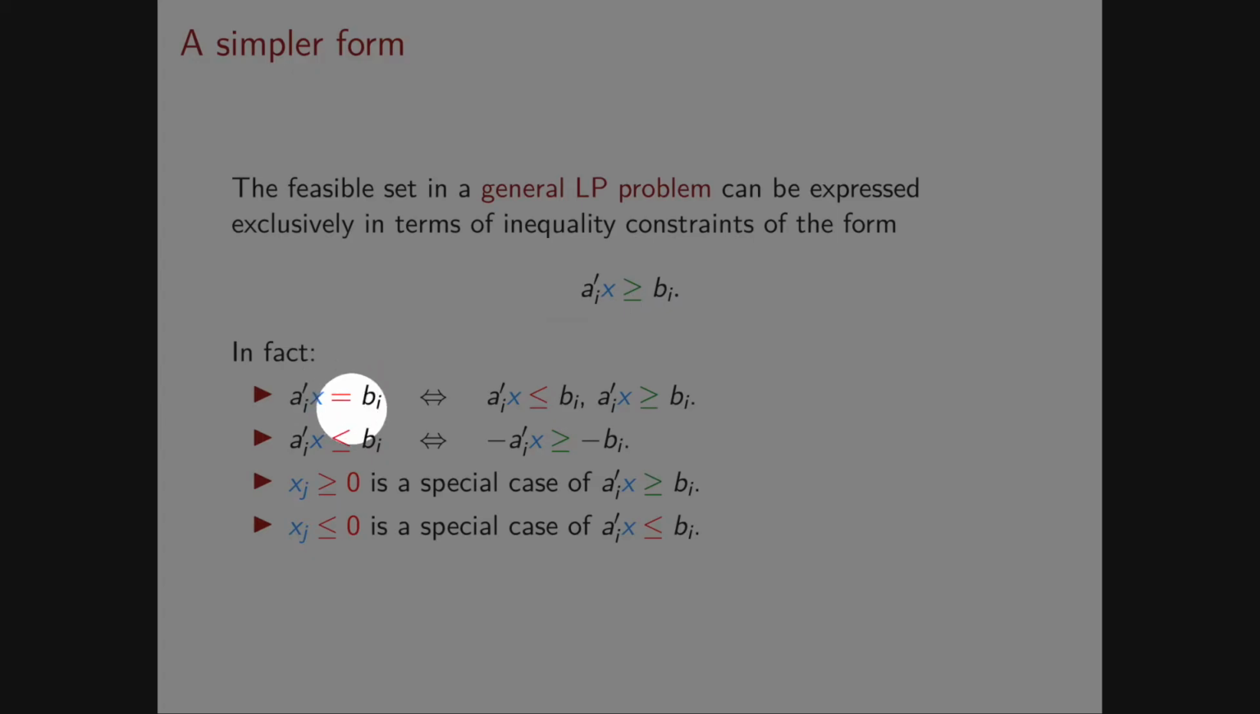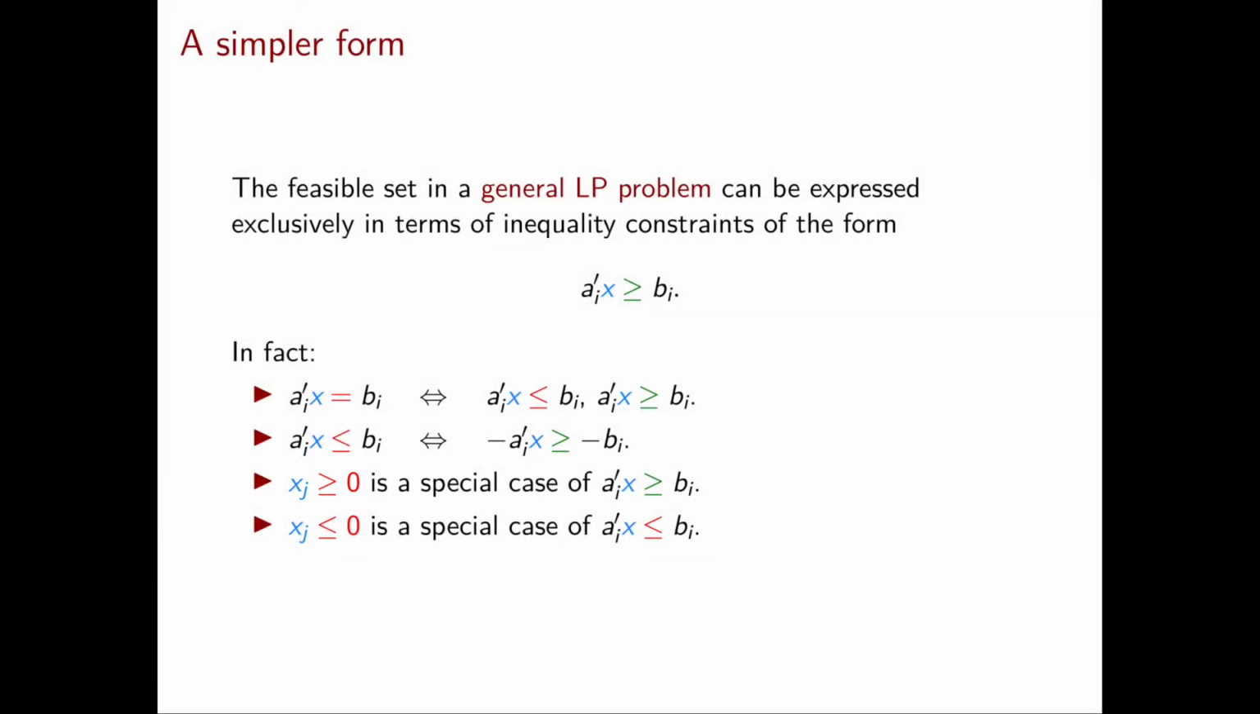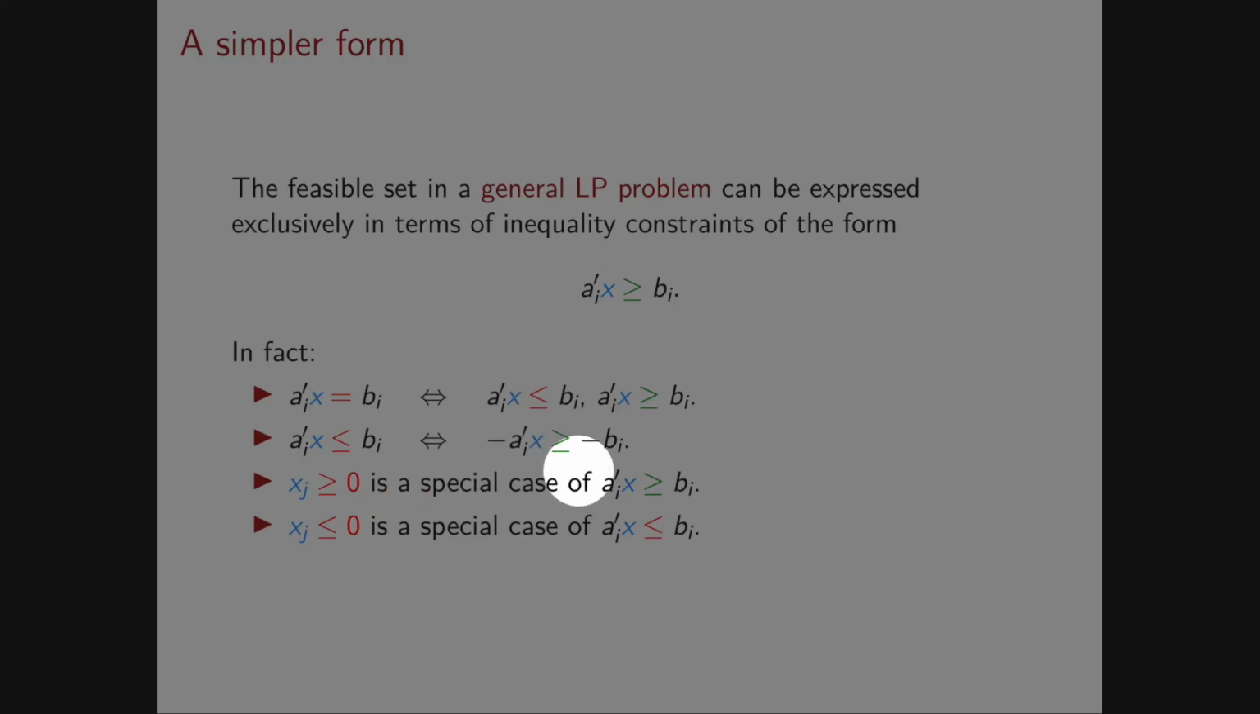In fact, for equality constraints, we can just split it into two separate inequality constraints, one of the form less than or equal to, and one of the form greater than or equal to. For inequality constraints of the form less than or equal to, we can simply multiply the inequality by -1 and obtain minus a transpose x greater than or equal to minus b, which is of the form we like. Finally, the sign constraints on the variables are even simpler, because xj greater than or equal to 0 is already a special case of the constraint a transpose x greater than or equal to b. And xj less than or equal to 0 is a special case of a transpose x less than or equal to b, which you already learned how to deal with.